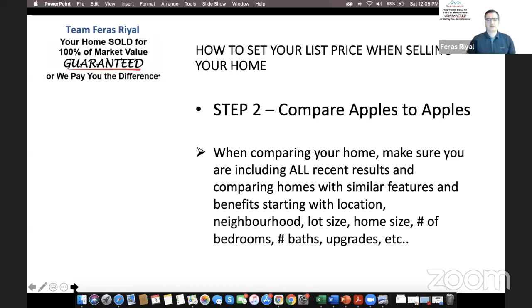And then we need to look at the features, the lot size, how many square feet, how many bedrooms, how many bathrooms. And we want to make sure that we're comparing apples to apples. So if a neighbor sold at the price, we need to make sure that we are comparing the same house. So in terms of, again, the bedrooms, the square footage, and if there has been any upgrades on that property, or if you have done any upgrades, what upgrades and updates have been done. All this, we take it into consideration when determining the list price.